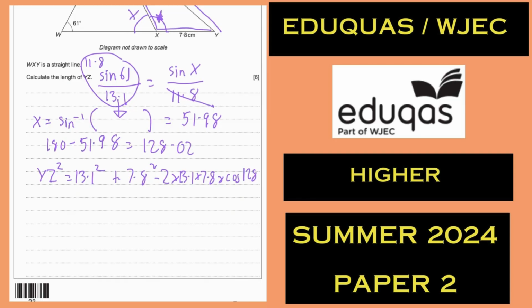All that on your calc should be giving you 358-ish, which does need square rooting. 18.93-ish. 18.9 will do for now.